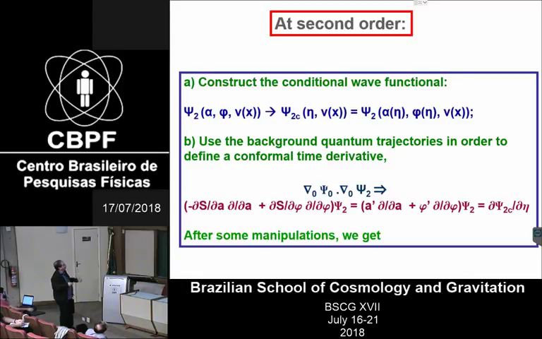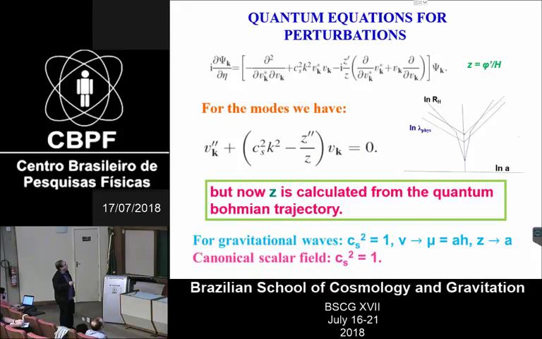Now, if you insert in the equations that appear naturally from the second order, there is a term like this, which we can expand in this way. And due to the guidance relations, they are just this thing here. And this is just the partial derivative of psi with respect to eta. Then, after some manipulations, we get exactly the same Schrödinger equation, but now the Z here is not the Z for the classical background, it is the Z of the quantum background. And you were able to obtain exactly this equation here.